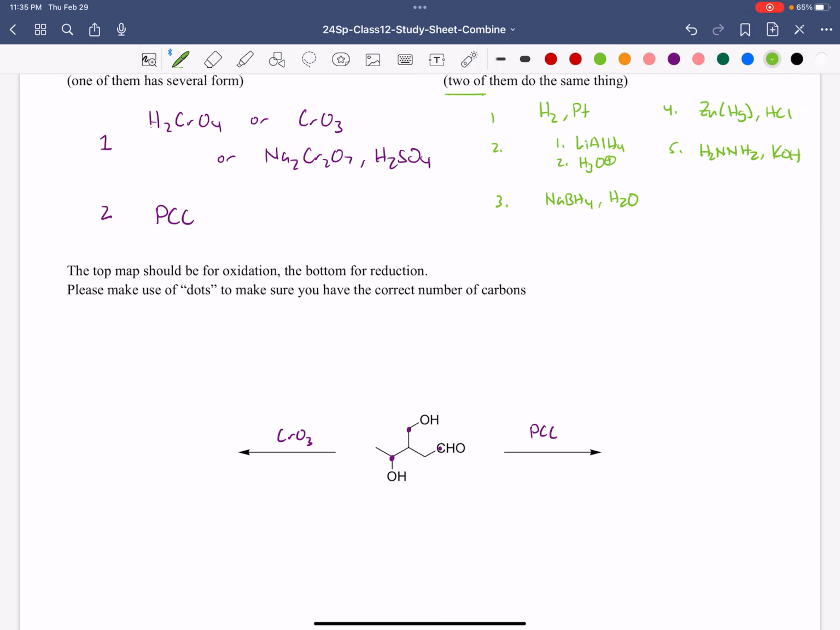And so, do we remember the stronger oxidation agent? You're going to oxidize the primary alcohol, which is right here, to the carboxylic acid. And so let me take care of that first. I'm going to use my dot. And I know that got oxidized to the carboxylic acid.